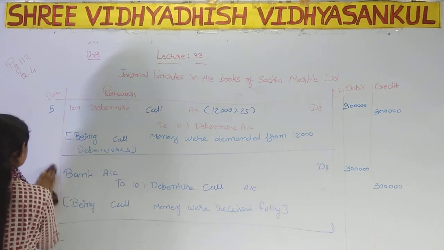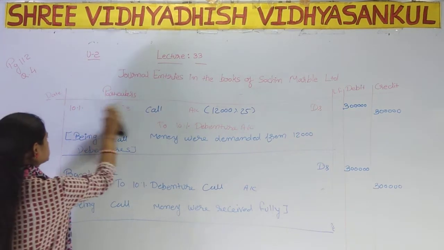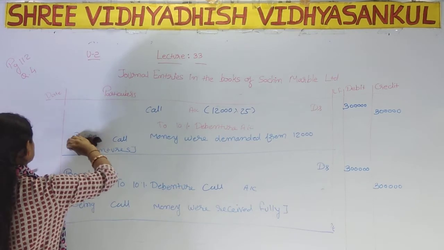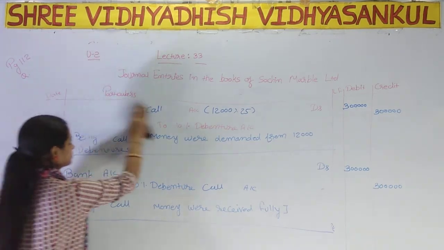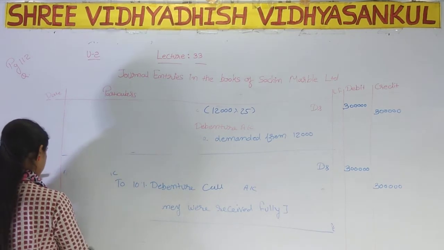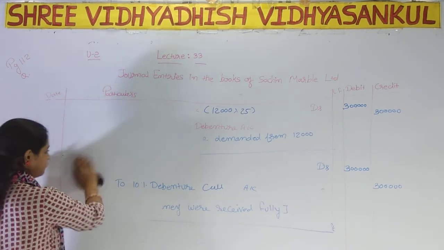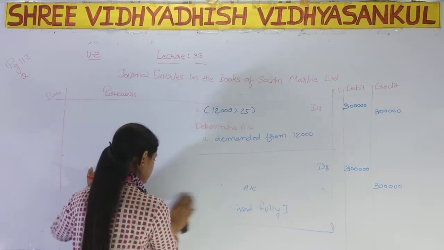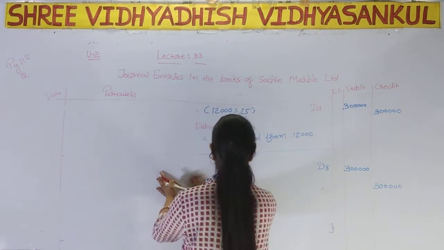Done? Now we are going to discuss the next sum, that is question number 5. Please draw a format of question number 5 for 1 page. For this sum you will also require 1 page format of journal entry. So please draw a format.